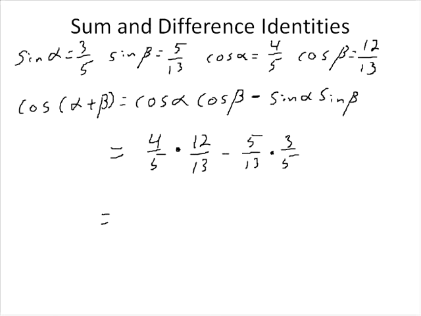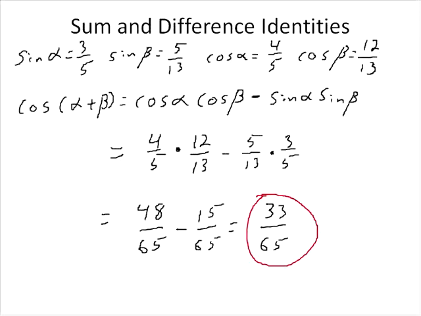And let's see, multiplying those together, what do we get? I am going to get, 4 times 12 is 48/65 minus 15/65. And when I subtract that, I will get 33/65. And again, I'm going to use a different color. So that's the answer. That's the solution to the cosine of alpha plus beta is 33/65.